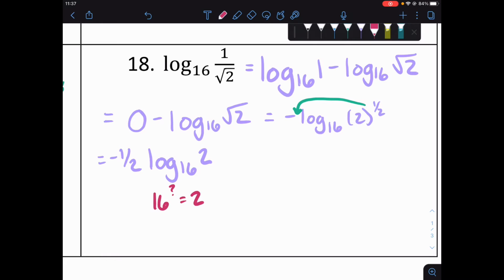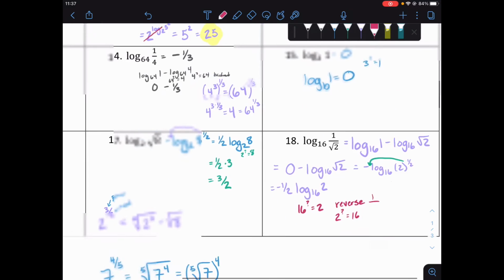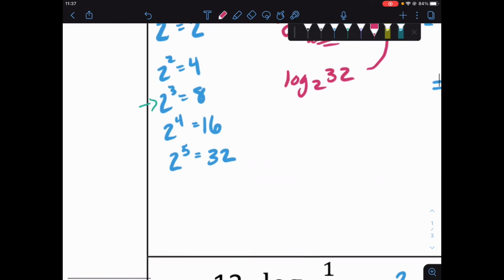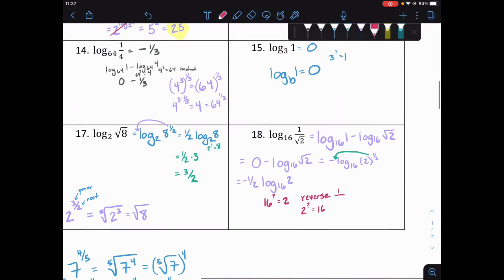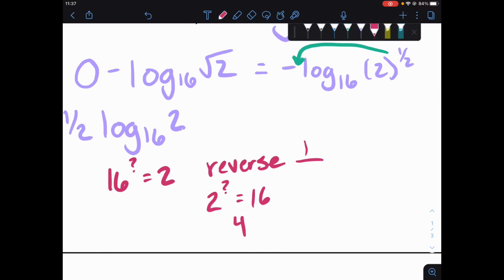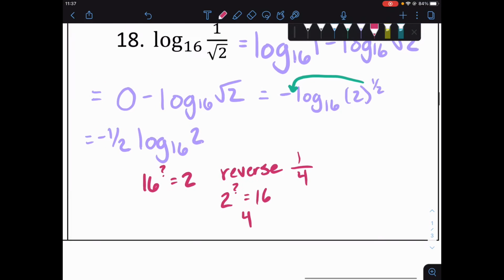We've got a big base and a small number, so maybe we can reverse it to make it easier. The reverse is going to be 1 over, right? So can we answer instead the question 2 to what power is 16? Well, we've done a lot with powers of 2, so let's check what we did earlier, and it's right here. So 2 to the 4th is 16. And so this is 4, so that means our reverse is going to be 1 over 4. And so if we put that in, we've got negative 1/2 times 1/4, and we're going to get negative 1/8.